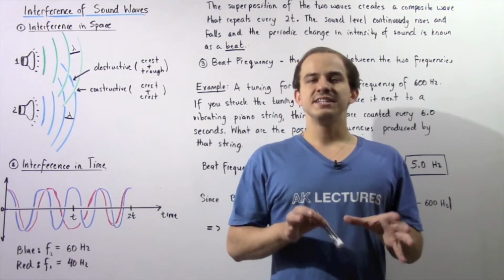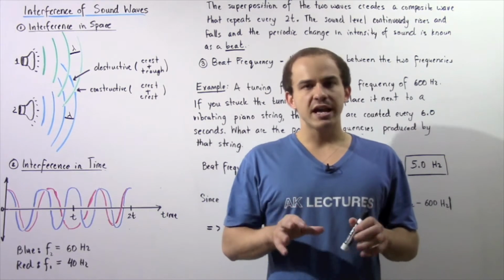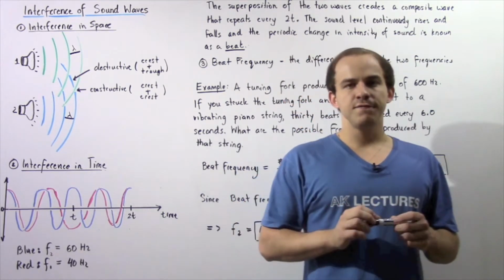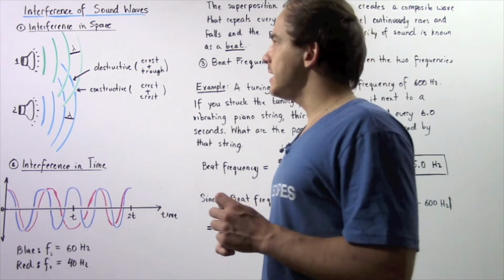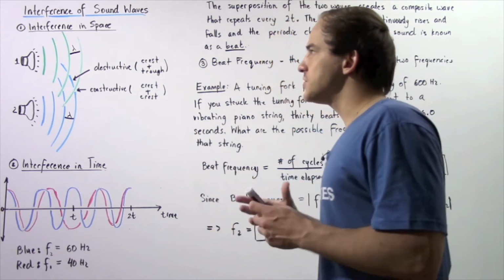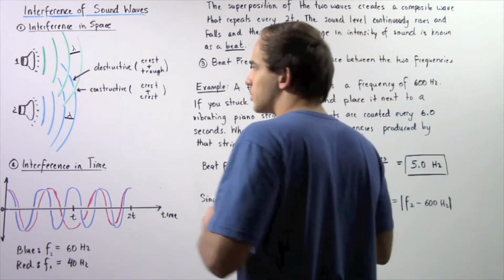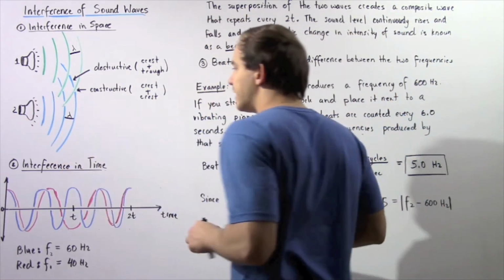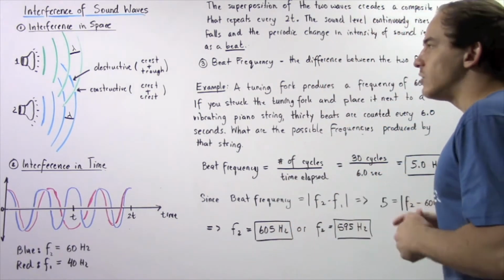Previously, we spoke about interference and superposition of waves. Now we're going to examine specifically the interference and superposition of sound waves. So let's begin with the interference of sound waves in space. Let's suppose we have two loudspeakers, loudspeaker number 1 and loudspeaker number 2, each producing its own sound wave.